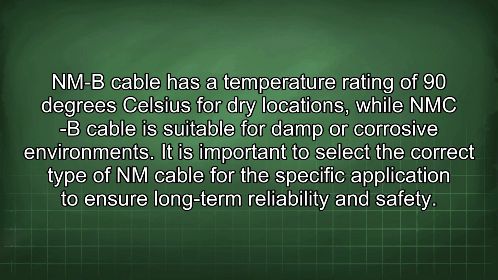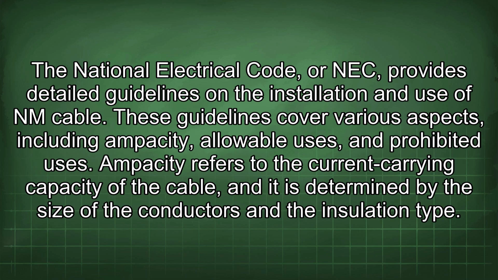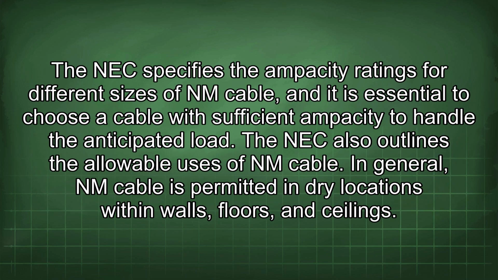long-term reliability and safety. The National Electrical Code, or NEC, provides detailed guidelines on the installation and use of NM cable. These guidelines cover various aspects, including ampacity, allowable uses, and prohibited uses. Ampacity refers to the current carrying capacity of the cable, and it is determined by the size of the conductors and the insulation type. The NEC specifies the ampacity ratings for different sizes of NM cable, and it is essential to choose a cable with sufficient ampacity to handle the anticipated load.